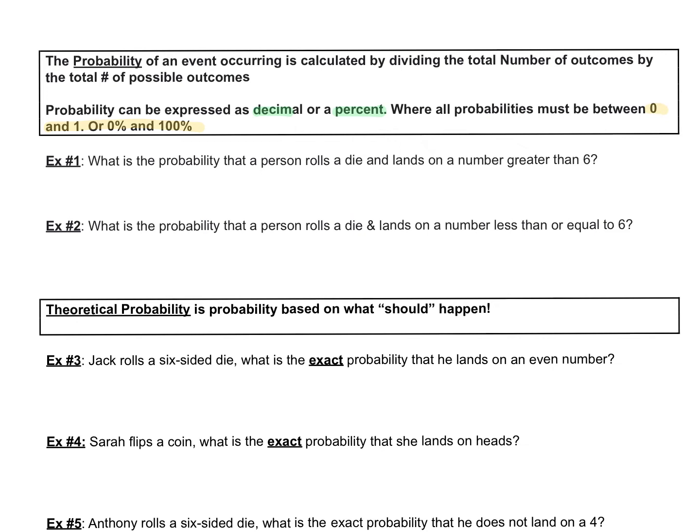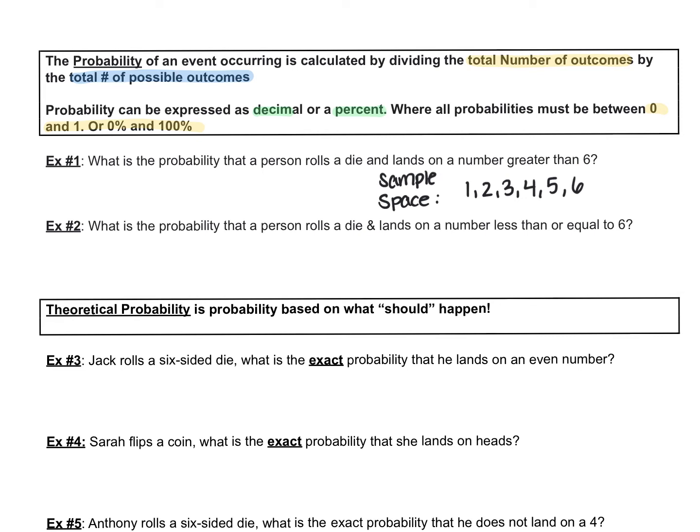So let's take a look at example number 1. It says, what is the probability that a person rolls a die and lands on a number greater than 6? Well, in order to find probabilities, we need to have two things. We need to have the number of favorable outcomes, and we need to divide it by the total number of possible outcomes. So when we roll a die, we have 6 options. 1, 2, 3, 4, 5, and 6. This is called the sample space. And the sample space is pretty much all of your options, all of your possible outcomes. So of these possible outcomes, how many of these numbers are greater than 6? Well, you all should be saying 0.